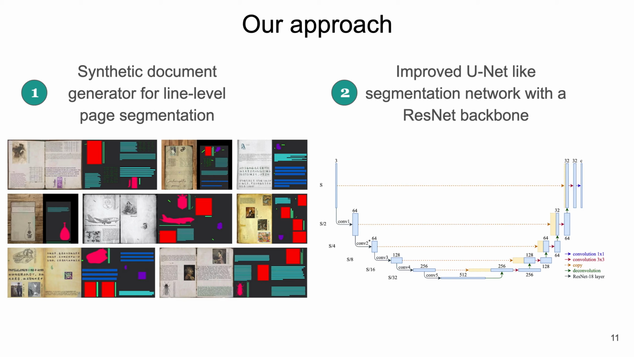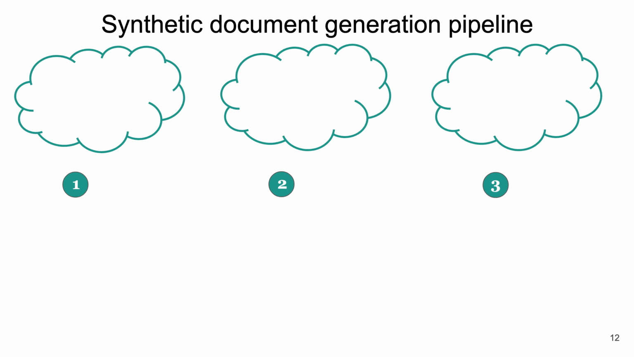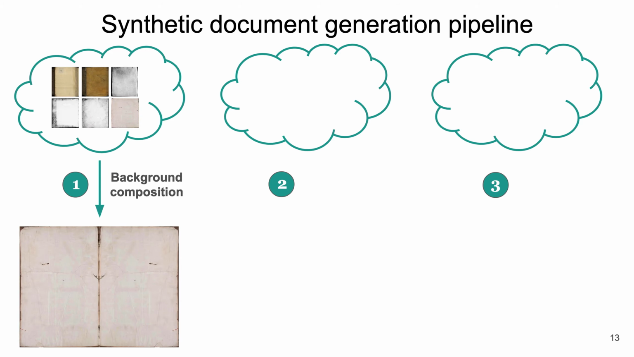Our approach relies on two key elements: a synthetic document generator designed for line-level page segmentation, and an improved UNet-like segmentation network with a ResNet backbone. I am now going to detail the generation pipeline. Our synthetic document generator is a three-step pipeline, each of these steps being fully randomized.